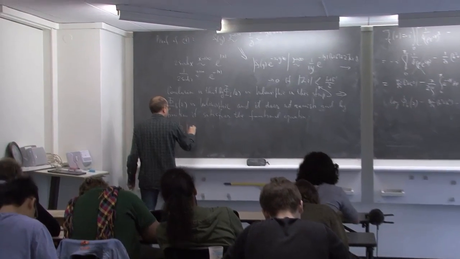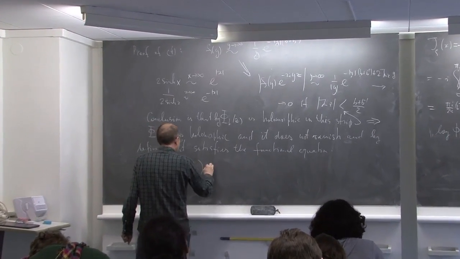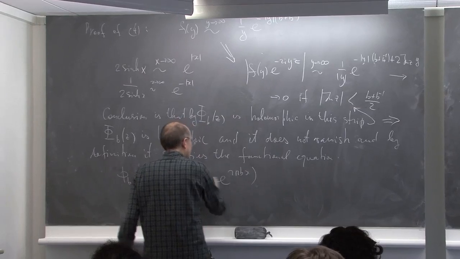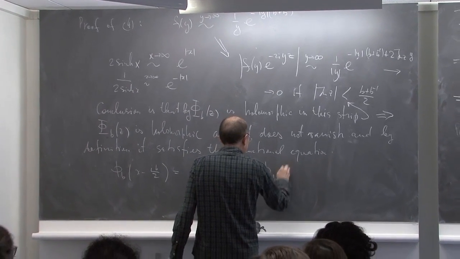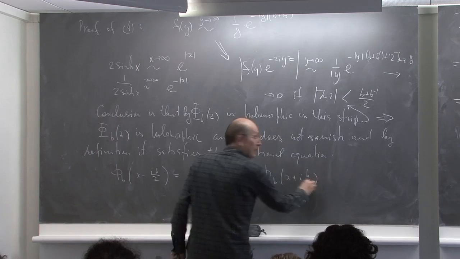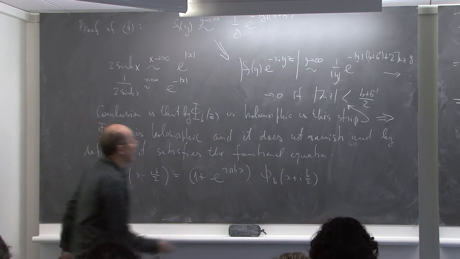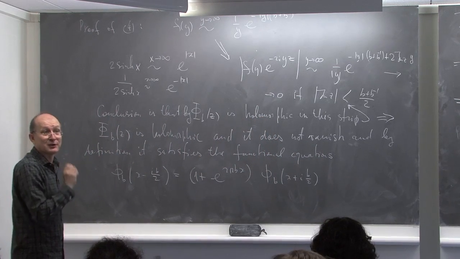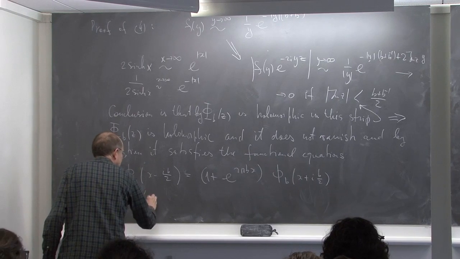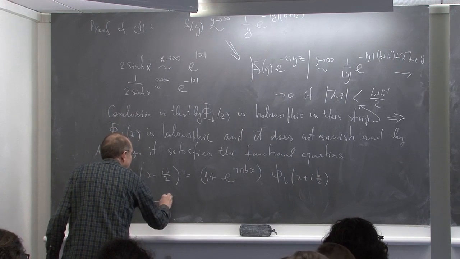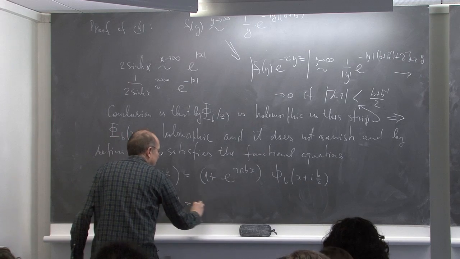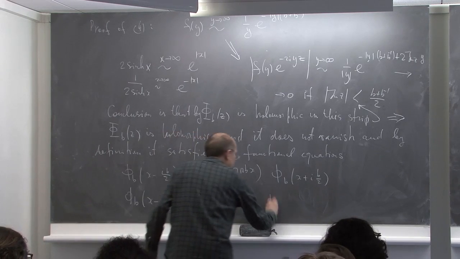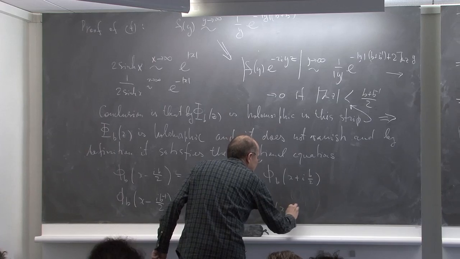Phi_b of x minus ib half equals e1 plus e2 by b x. Phi_b of x plus ib. And actually, we now see that it satisfies two functional equations because of the symmetry. Right? We can write now, as a bonus for free, minus ib inverse half equals e plus e 2 pi b inverse x. Phi_b of x plus ib inverse.